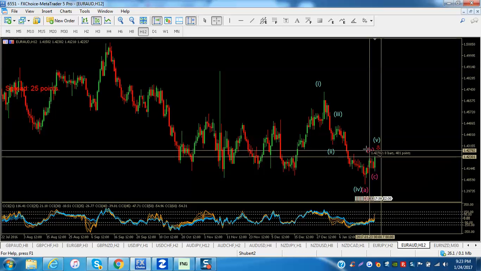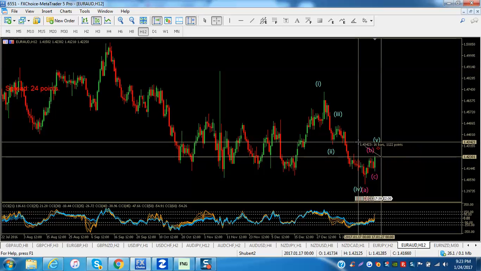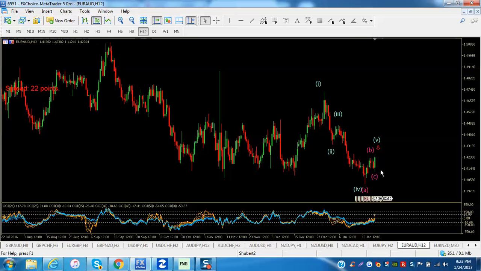So we'd have to go another 112 pips from here, and I don't think it's going to go that far. Okay, so again, I am long this pair. I'm going to stay long, but I'm going to probably look to either exit or at least lock in profits once we get up to about this area.